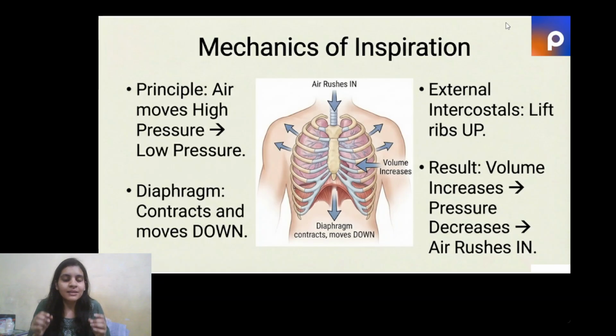Now, what is the mechanism of inspiration? What do I mean by inspiration? Inspiration means taking the air inside your body. So the principle is, always remember, in the whole of nature, air always moves from higher pressure to lower pressure, right? So in order for air to move from the outside atmosphere into my body, my lungs need to have a lower pressure than the outer atmospheric pressure. So how does my body reduce its pressure? Basically my diaphragm contracts and it moves down. Also, my intercostal muscles between the ribs lift the ribs up.